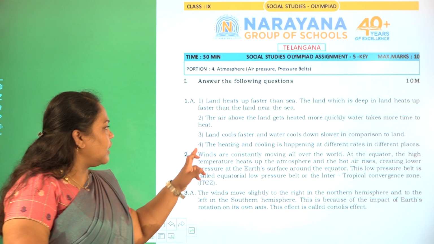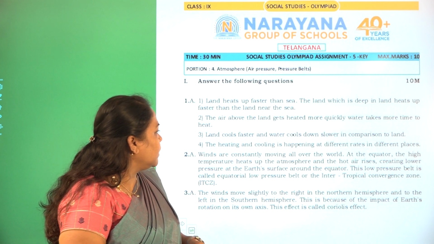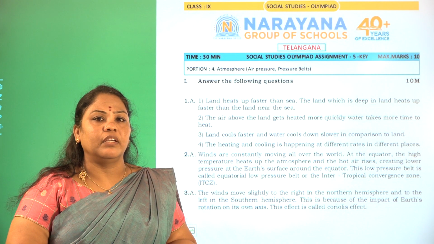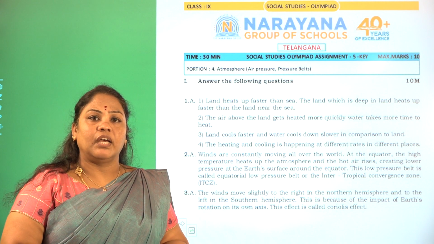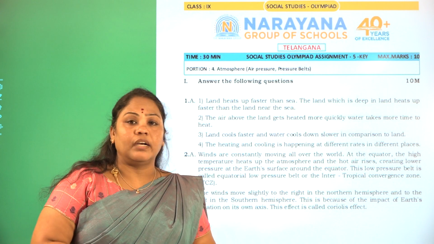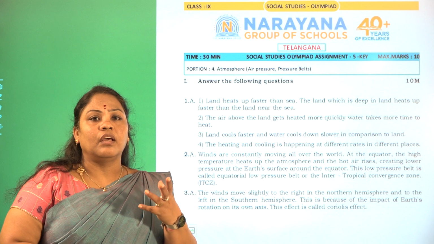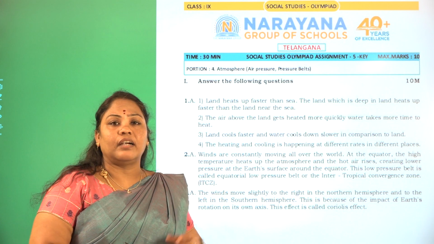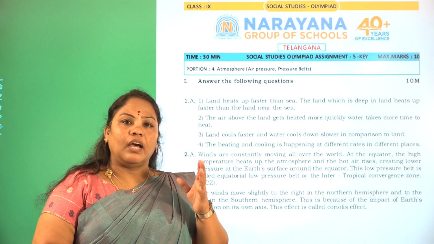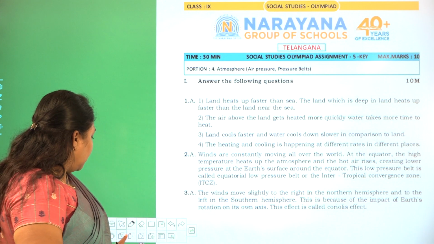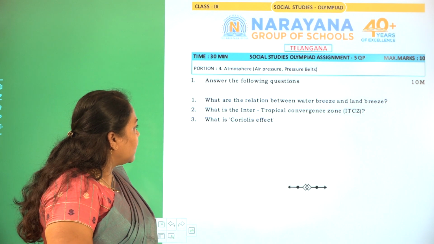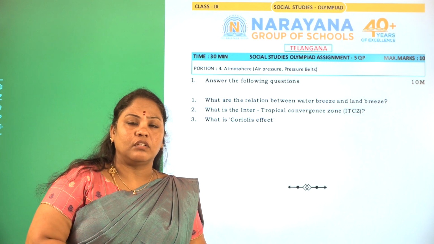The last point is that heating and cooling happen at different places, at different levels and different rates, with differences between land and water based on altitude also. Let us move on to question number 2. What is the intertropical convergence zone?